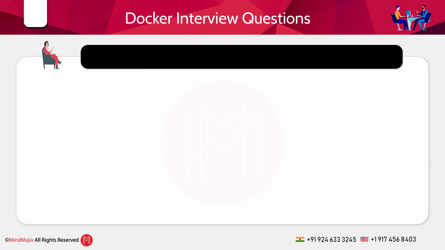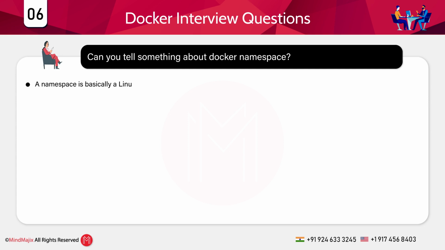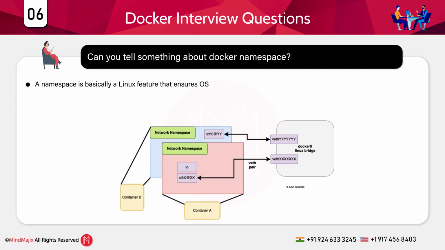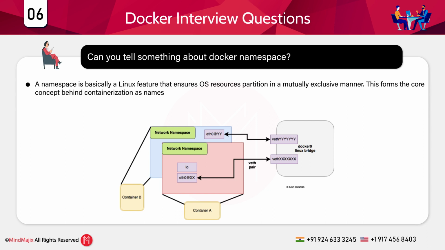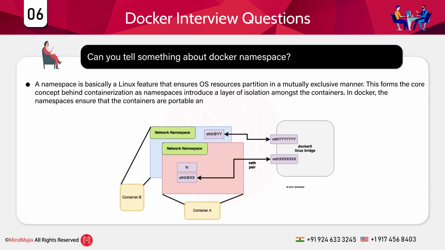This is question 6: can you tell something about the Docker namespace? Let's understand the namespace. A namespace is basically a Linux feature that ensures OS resource partitioning in a mutually exclusive manner. This forms the core concept behind containerization, as namespaces introduce a layer of isolation amongst the containers. In Docker, the namespace ensures that the containers are portable and they don't affect the underlying host.